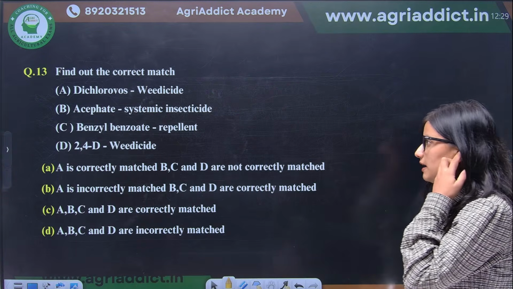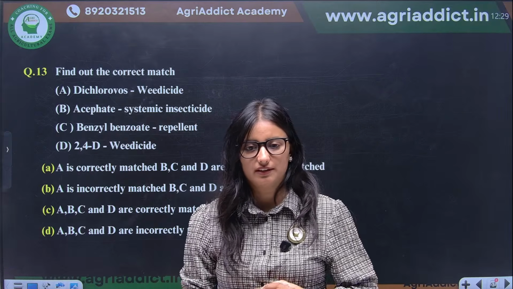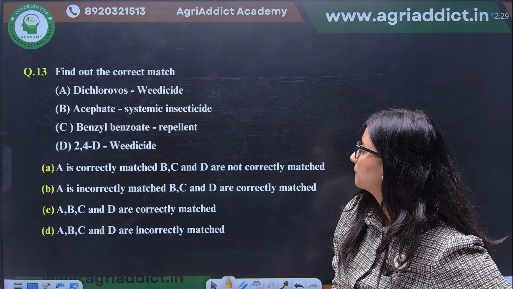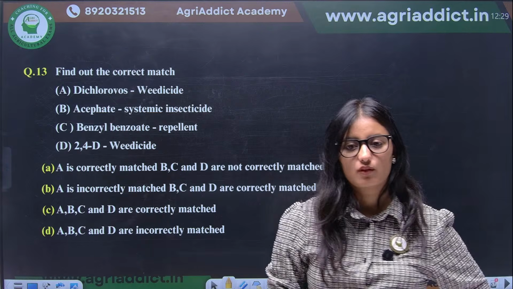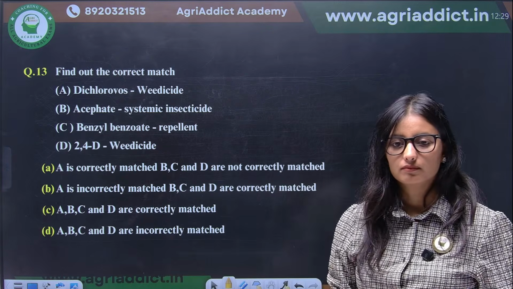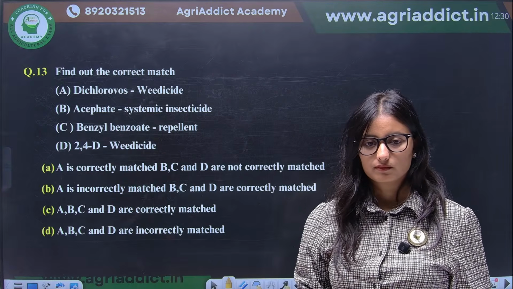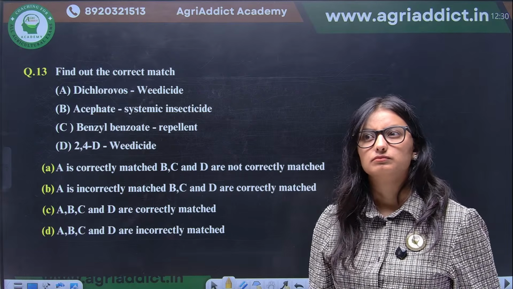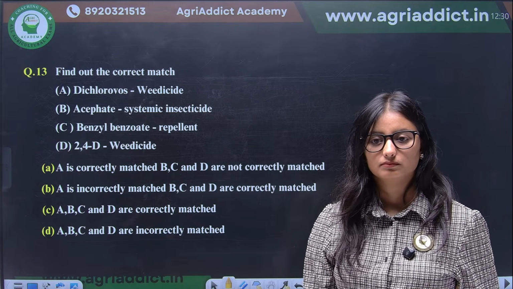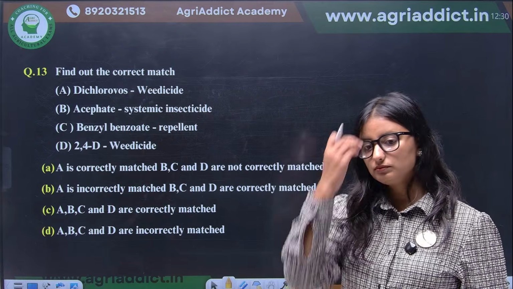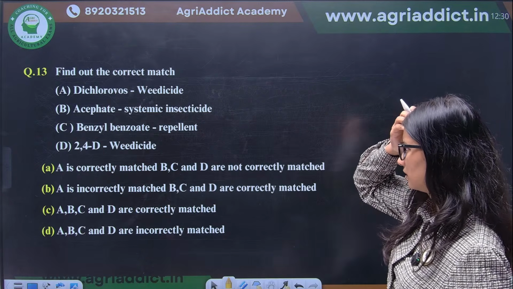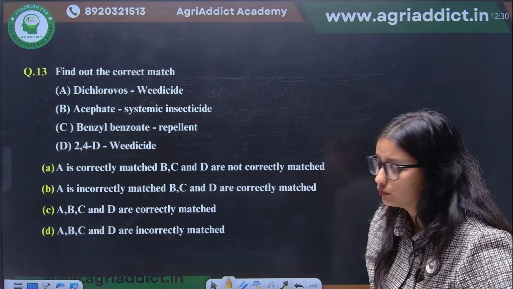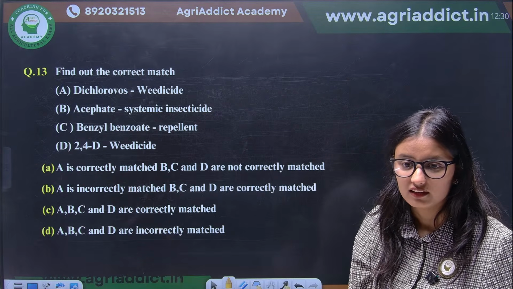Find out the correct match. What is wrong in this statement? What is wrong here? Answer A. A correctly matched and B and C are not correctly matched. 2,4-D weedicide नहीं है. I am good.